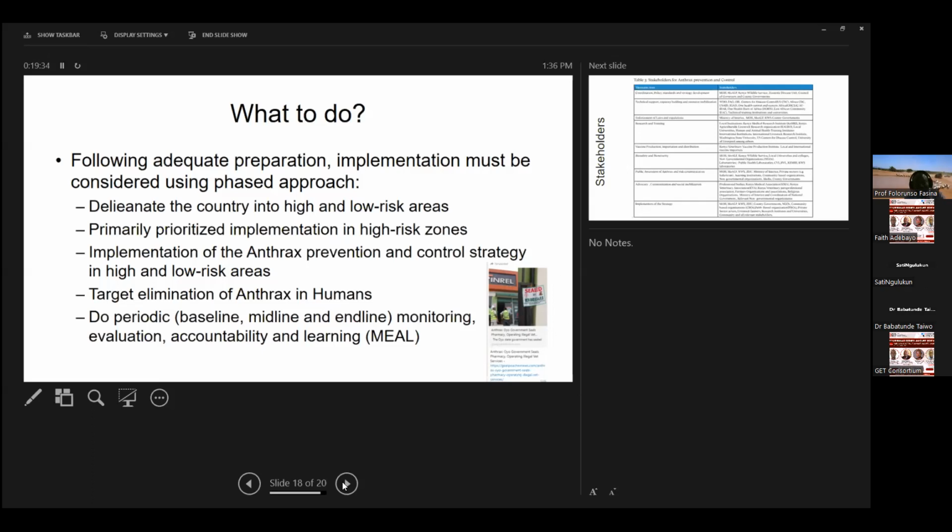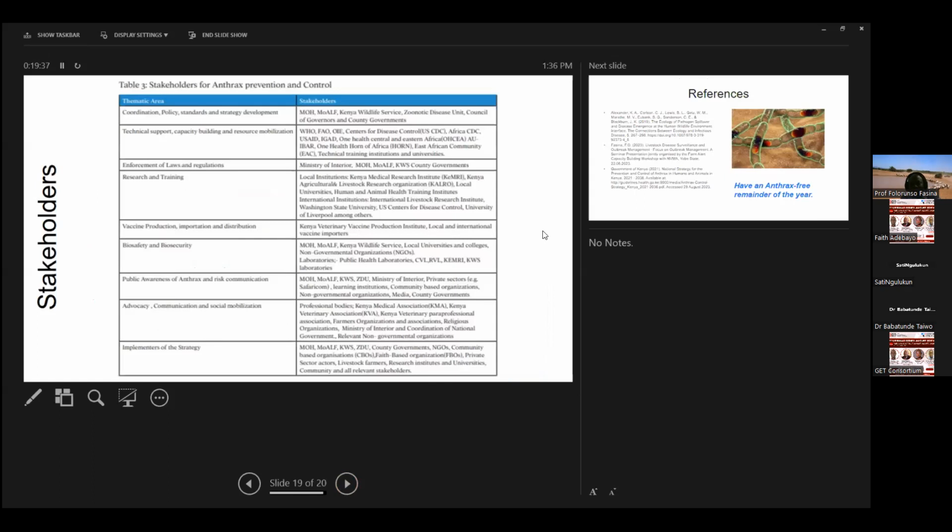So this brings us to the stakeholders. Who are the stakeholders and what areas do we want to do stakeholding on? For example, the area of coordination, policy, standard, and strategy is important. This picture is that of Kenya, but it's similar in most sub-Saharan African countries. Who are the people we need to involve in coordination, policy, standard, strategy? It is the government, basically, the Council of Governors, the relevant offices, and the relevant authorities. We need to think of technical support, capacity building, and resource mobilization, like we are doing here now. These are some of the technical agencies we can involve: the strategic partners in the country, the international donor agencies, the different resources we have, your universities, the research institutes, and the enforcement of law and regulation.